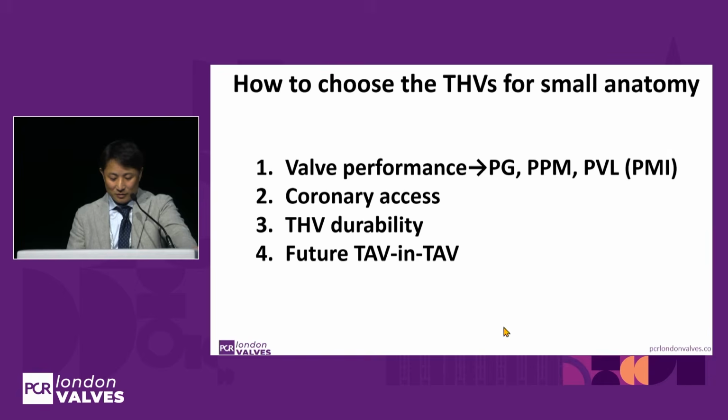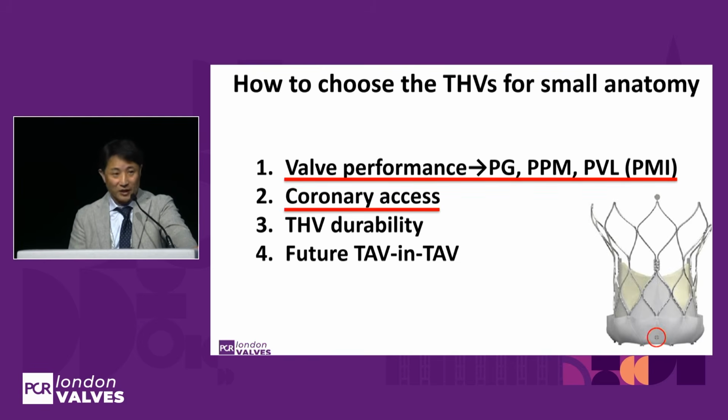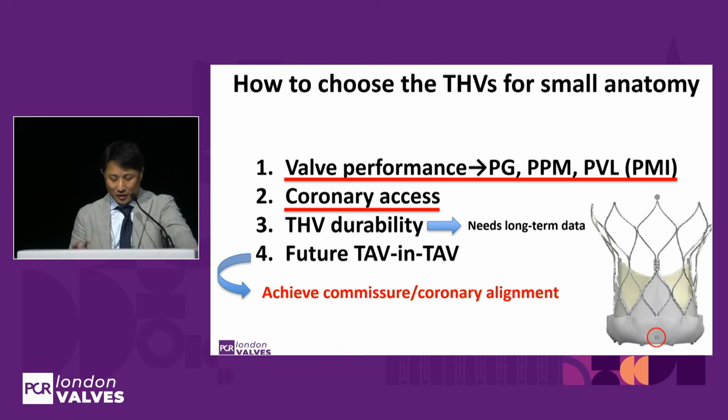So, how to choose a THV for small anatomy? We consider valve performance and coronary access, and THV durability, of course, for which we need long-term data. And I would like to propose that if we choose the valve, achieving commissural and coronary alignment is important in the future. Okay, thank you for your kind attention.